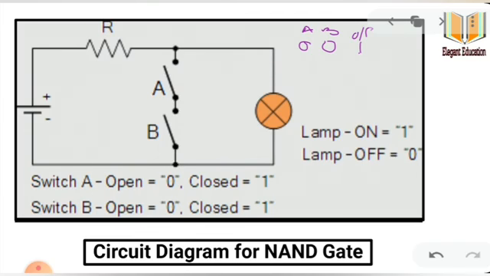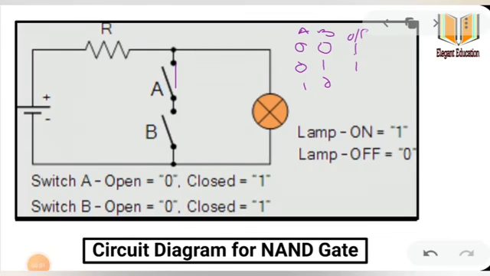In the next case, I am making A as 0 and B as 1. I have connected B, and A is open. Still no current is flowing through this part, and we'll get the output as 1. Next we have 1 and 0. In this case, I connect A and leave B open. So I will be getting output as 1 again.